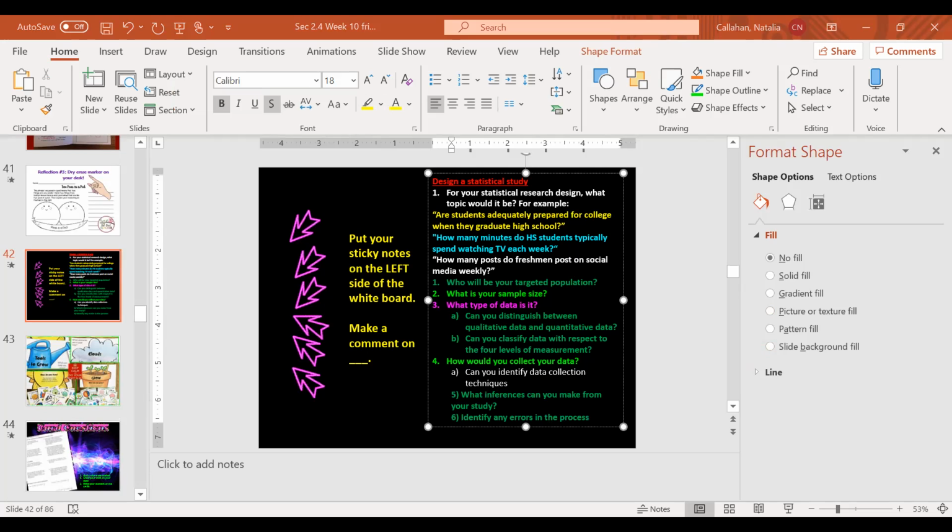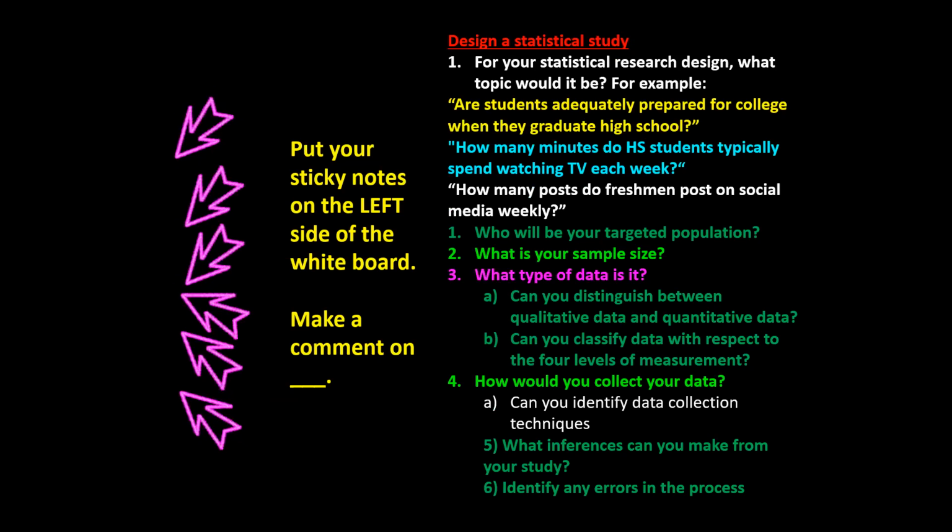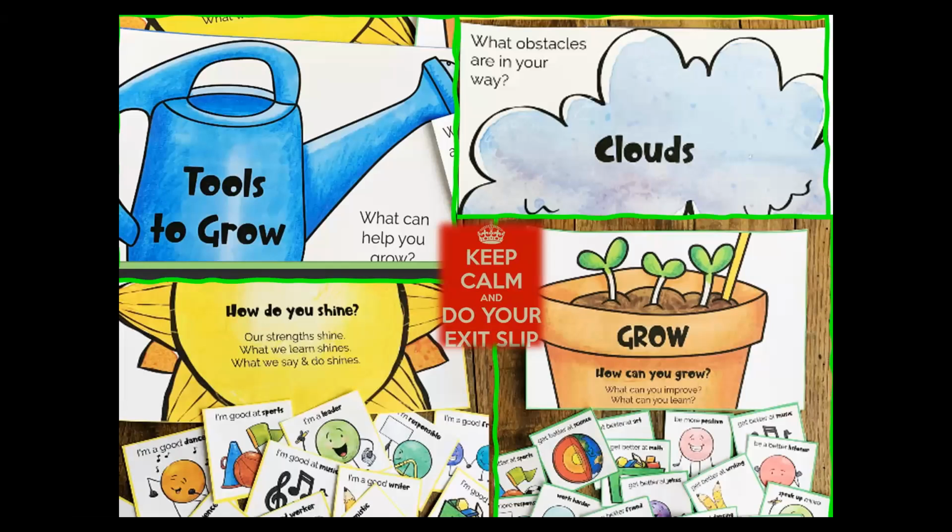All right, so your exit ticket today is going to be to pick one SEL that will help you grow. For example, here are the tools to grow. What can help you grow? How do you shine? What strength shines? What we learn shines? What we say and do shines? How can you grow? What can you improve? What can you learn? And then clouds: what obstacles are in your way? You could just pick one.